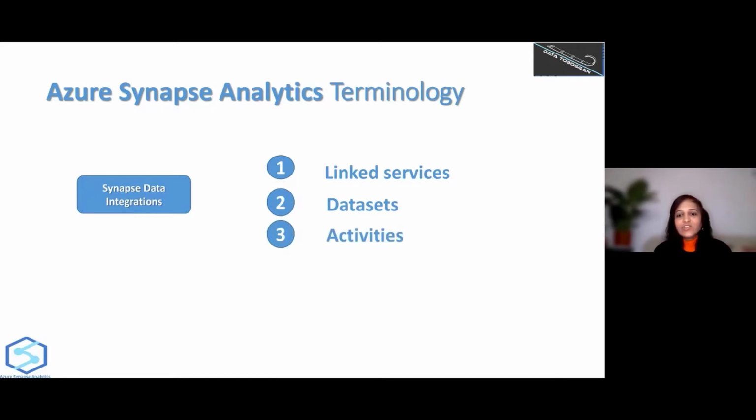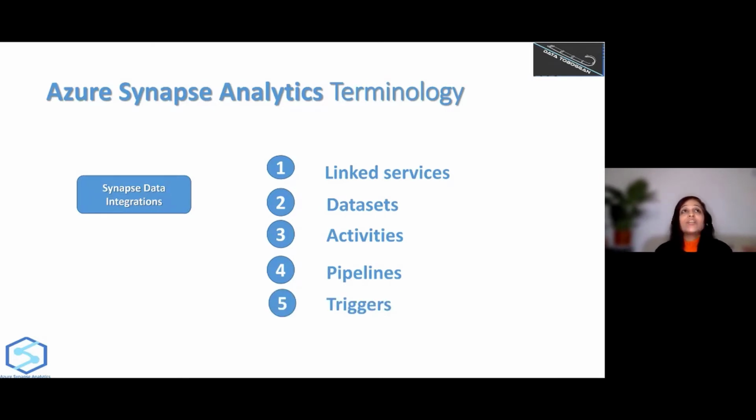Third one is activities. Activities do a specific task. For example, copy activity, notebook activity, machine learning activity, for each loop activity. Those are the activities that do a specific task. And these activities need to be inside a pipeline. So we need a pipeline, which is a logical group of your activities and which does specific business requirements.